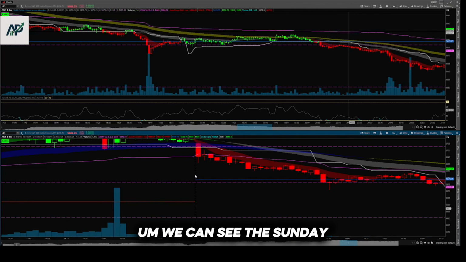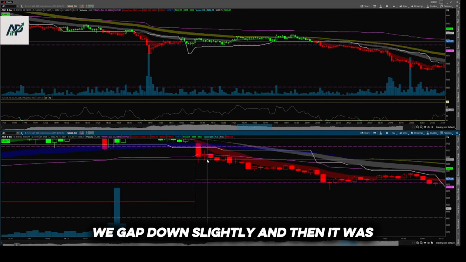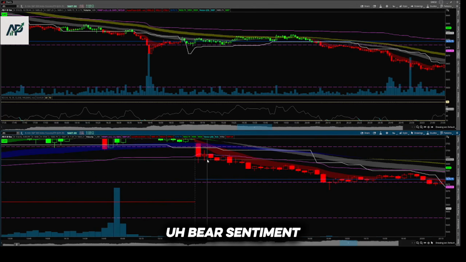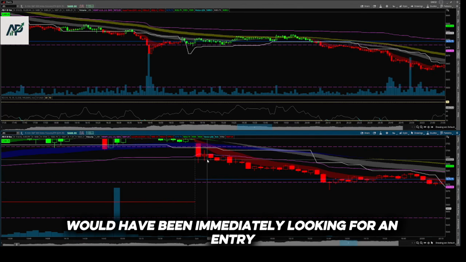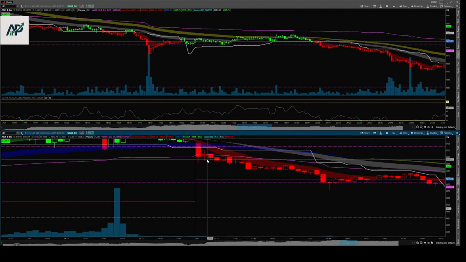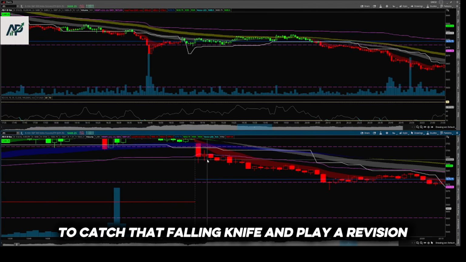We can see the Sunday session, the Asian session. We gapped down slightly, and then it was a bloodbath, right? Bearish sentiment, definitely moving in that downside direction, anticipating more downside. I think the right process would have been immediately looking for an entry to take advantage of that downside. But I think the human mentality is to catch that falling knife and play a reversion.